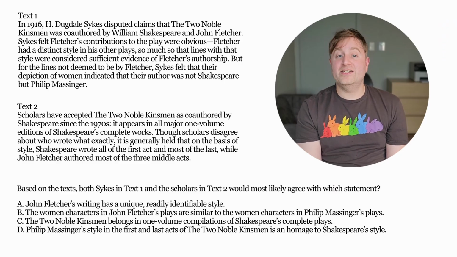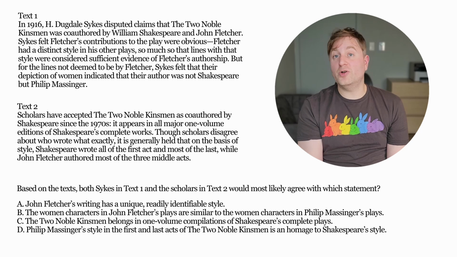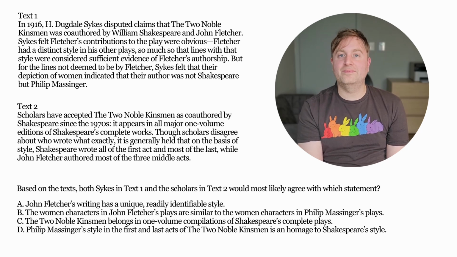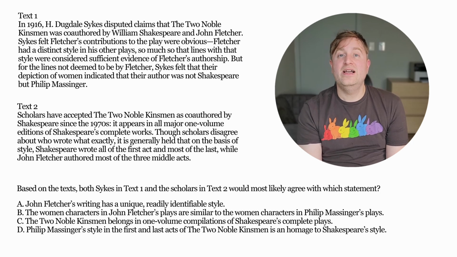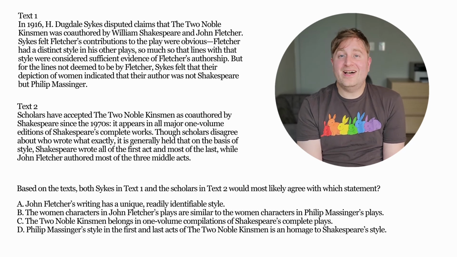Text 2 might not talk about Fletcher having a distinct style, but it agrees that on the basis of style, Fletcher wrote at least some of this play. And if Fletcher didn't have a distinct style, how would they be able to tell that? The fact that they are able to identify that certain parts were written by Fletcher on the basis of style is proof that Fletcher must have a distinctive and identifiable style. So yeah, this time we got lucky and found our answer right away. It's A. Let's move on to the next question.